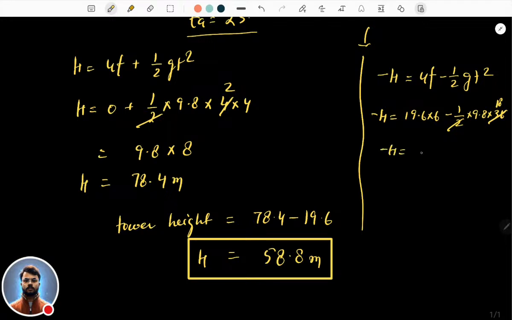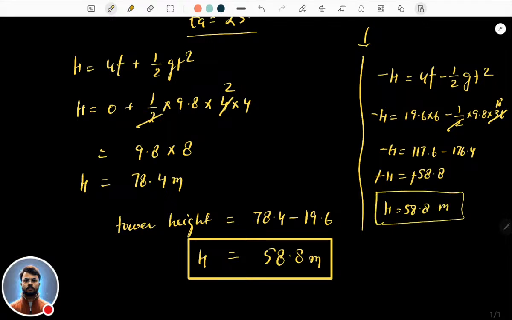The minus h is equal to 117.6 minus 176.4, that is equal to minus 58.8, that is minus h actually. So h is equal to 58.8 meters. So you can calculate the height of the tower in just a single step.